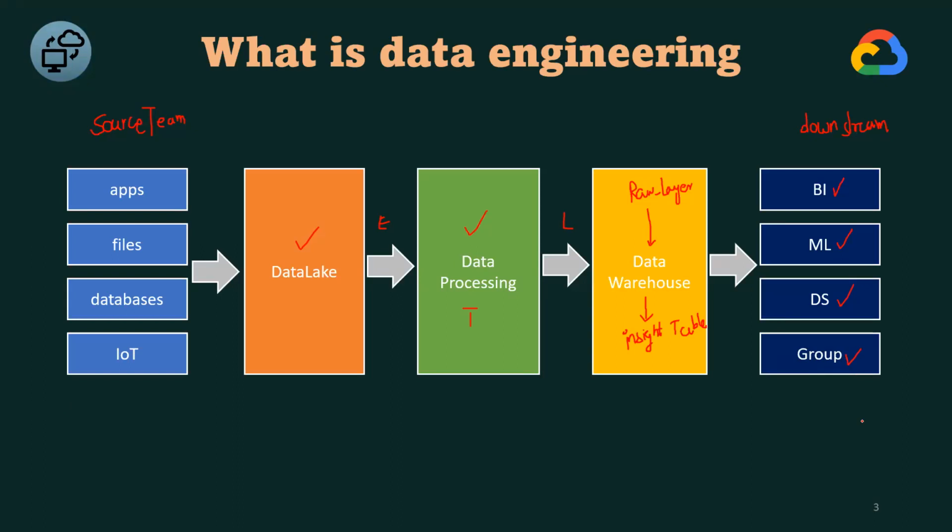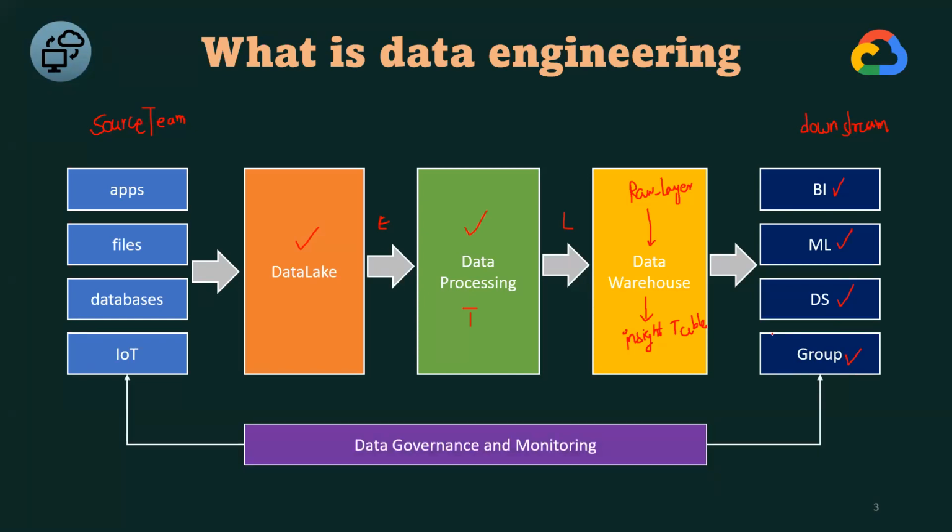Okay, so this is what data engineering is. In data engineering, you have one more step, that is data governance and monitoring, which is also a very important aspect, where you need to monitor your data pipelines. You need to monitor your entire activity and make sure that the data is accurate and complete throughout the process. Okay, so that is what we call data engineering.